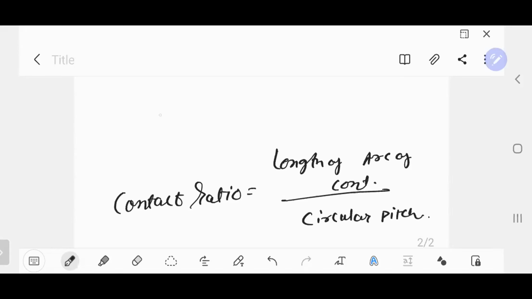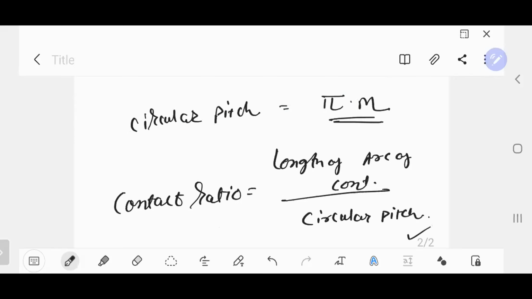So circular pitch. Do you remember circular pitch? Circular pitch is equal to what? Pi into m, pi into module. Pi into module is equal to circular pitch. Now we have the circular pitch. Now we need what? Length of arc of contact.